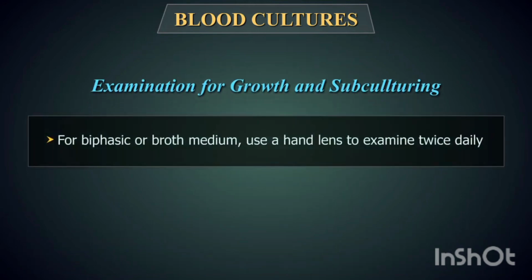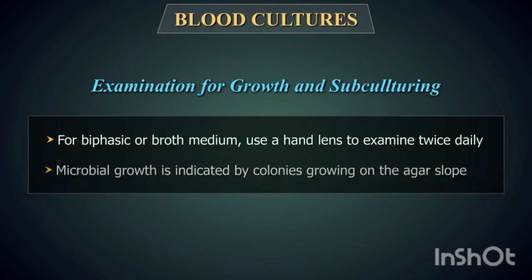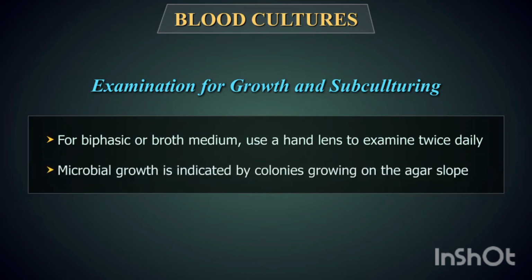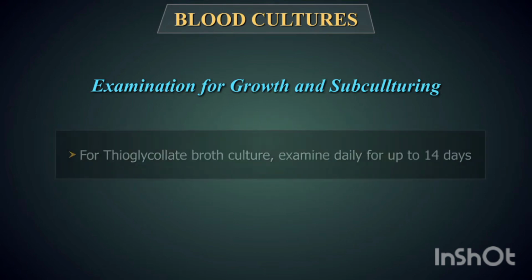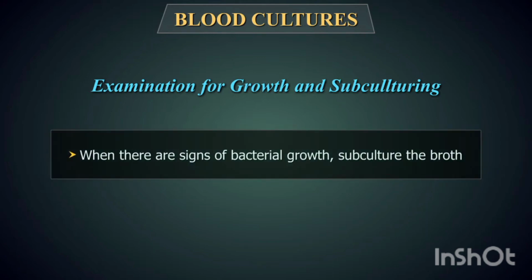For diphasic or broth medium, use a hand lens to examine twice daily for microbial growth up to 7 days, or 4 weeks when brucellosis is suspected. Microbial growth is indicated by colonies growing on the agar slope, usually beginning at the agar broth interface. For thioglycolate broth culture, examine daily for up to 14 days for visible signs of bacterial growth. When there are signs of bacterial growth, subculture the broth.